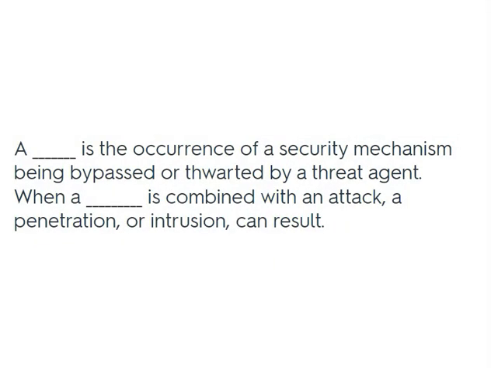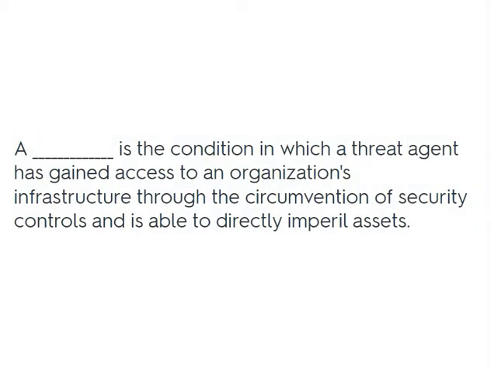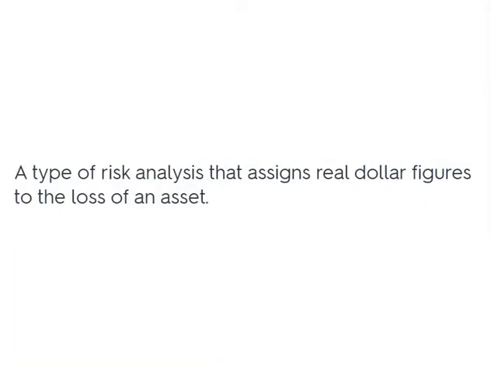Attack. A blank is the occurrence of a security mechanism being bypassed or thwarted by a threat agent. When a blank is combined with an attack, a penetration or intrusion can result. Breach. A blank is the condition in which a threat agent has gained access to an organization's infrastructure through the circumvention of security controls and is able to directly imperil assets. Penetration.